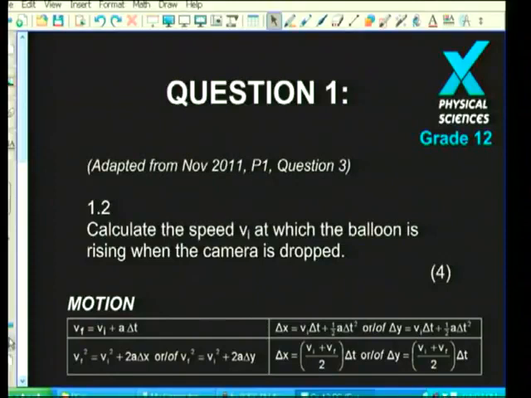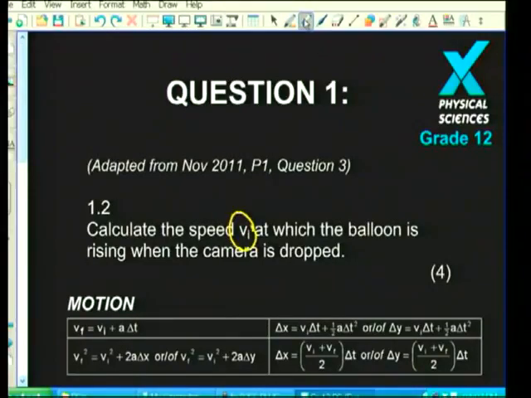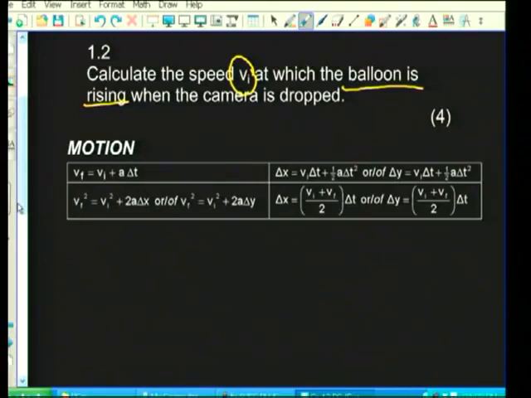Let's go into some calculations now. 1.2. Calculate the speed, and they tell us the initial speed at which the balloon is rising when the camera was dropped or is dropped. Now, we're going to need to look at equations of motion, and on your data sheet those equations are given to you. But I want us to consider firstly how to choose the right equation of motion and how to solve this problem. Let's have a look at what information we were given and how to approach this problem.